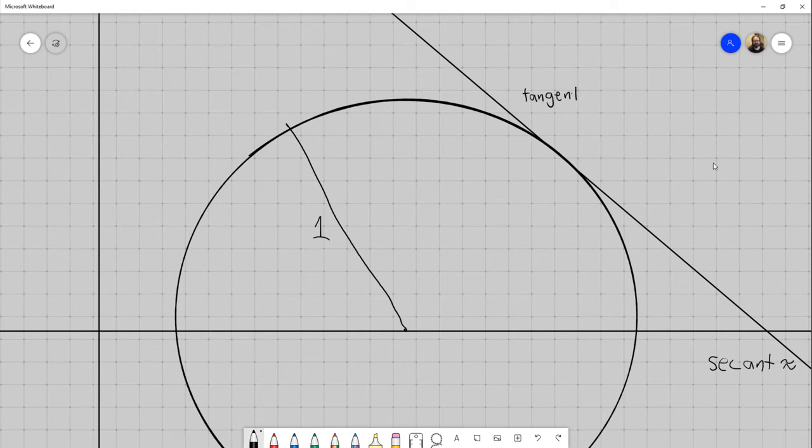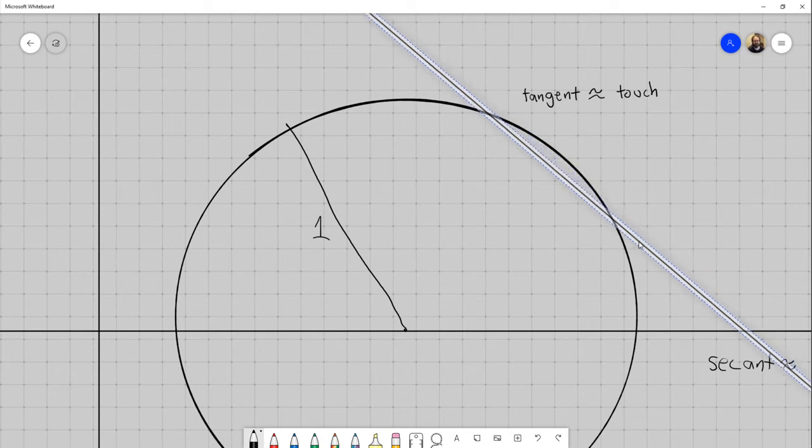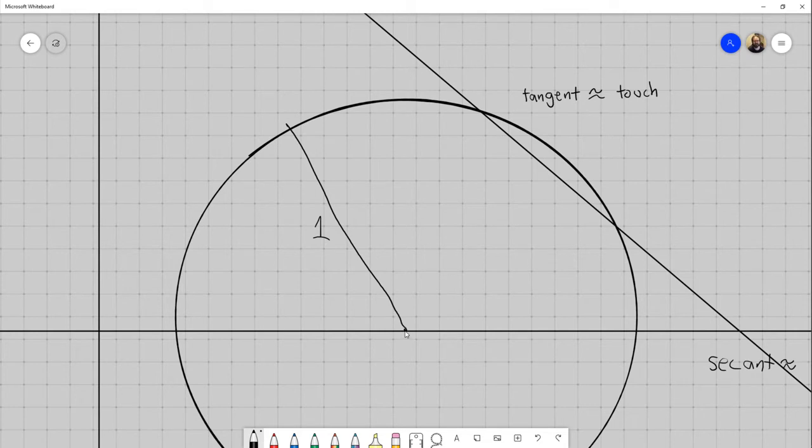A tangent line roughly corresponds to touch. Our tangent line just touches the circle, rather than our secant line, which cuts across it. If we moved our tangent line just a little bit, there's another secant line. That secant line doesn't pass through the center like our secant line does here, but it's another example of a secant line.